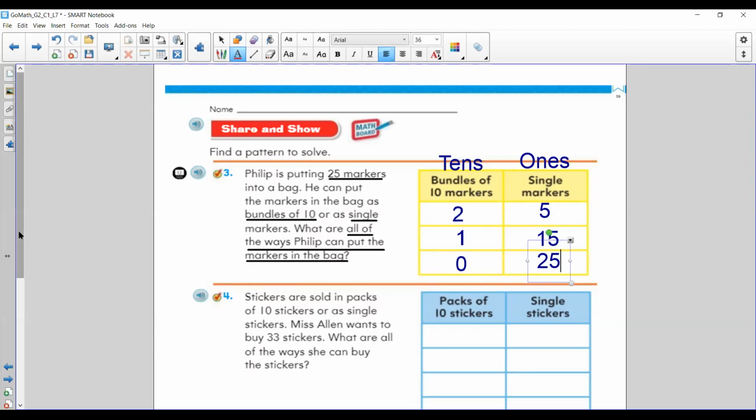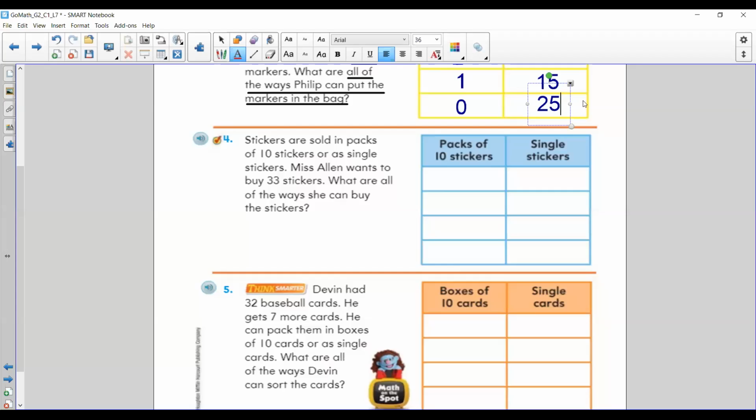Okay, and we'll move down to the next problem now. In this problem, stickers are sold in packs of 10 stickers or as single stickers. Miss Allen wants to buy 33 stickers. What are all the ways she can buy the stickers? So when we look at the 33, we want to think of that as 3 tens and 3 ones to start out with. So let's go ahead and underline the important information.